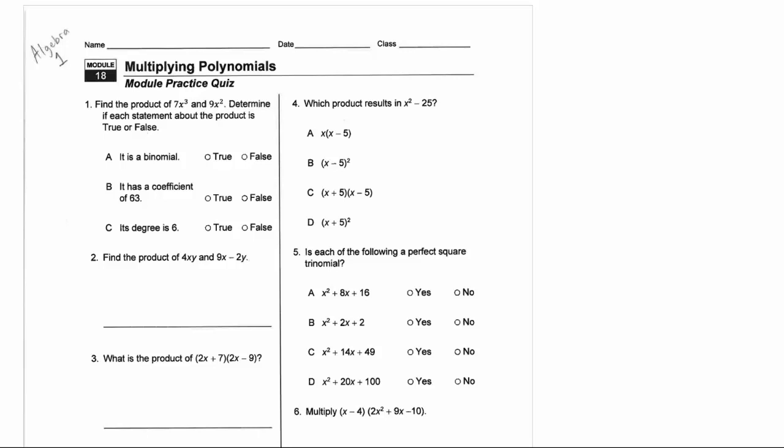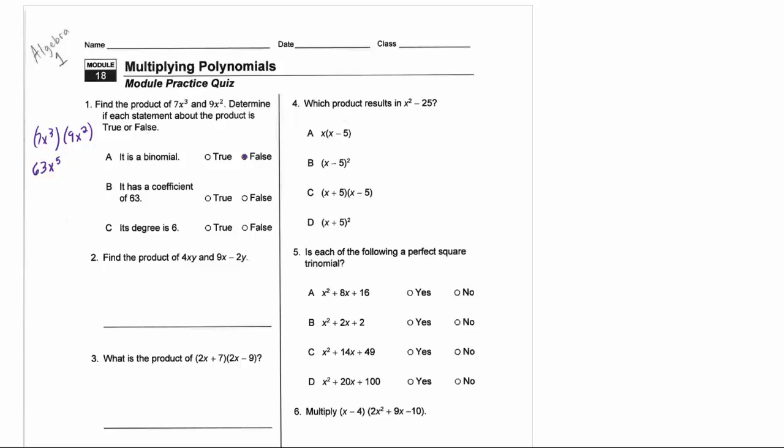So it says find the product, and so that means that we need to multiply 7x cubed times 9x squared. And this problem is trickier if you don't actually sit here and multiply it out, because you might be confused about how we would know these things without multiplying them out. You don't. You need to think about multiplying them out or actually multiply them out. So A says, it is a binomial. Binomial is a word that means there are two terms, and there are not two terms here. There's only one. So this would be false. It is not a binomial.